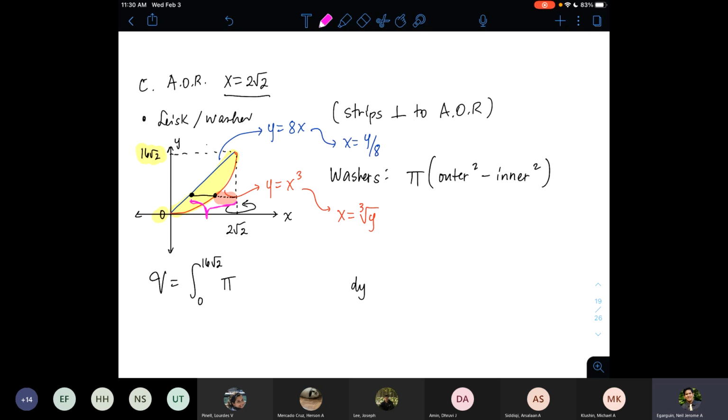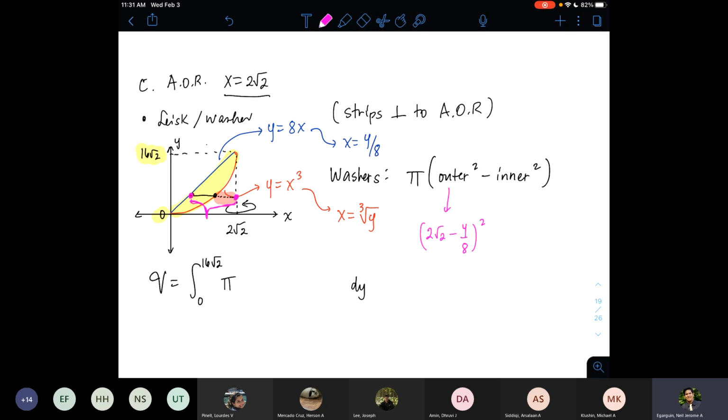The length of a horizontal strip is right minus left. Remember, right? So what is the right function here? The right function is this guy, okay? The right function is 2 root 2. So that means this would be 2 root 2 minus the left function. The left function is y over 8. So that will be the outer radius squared.